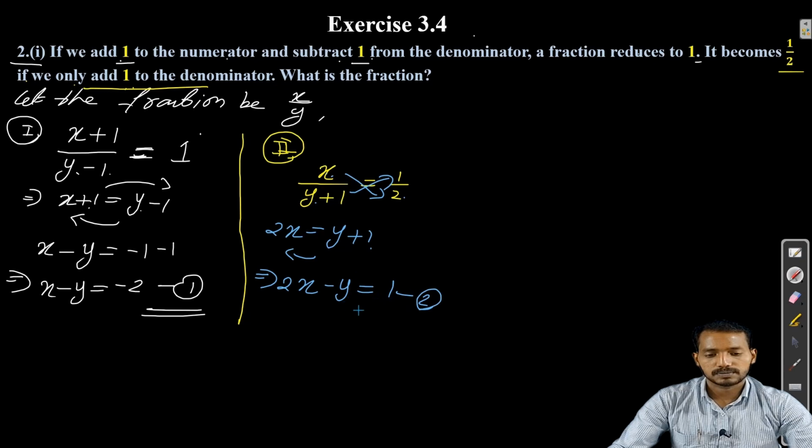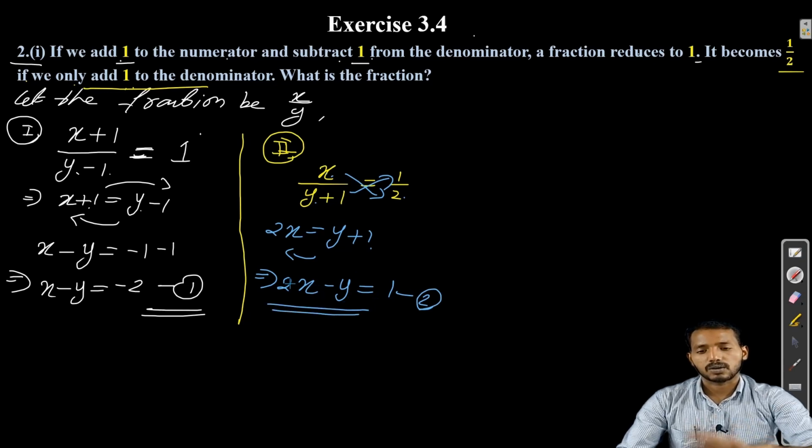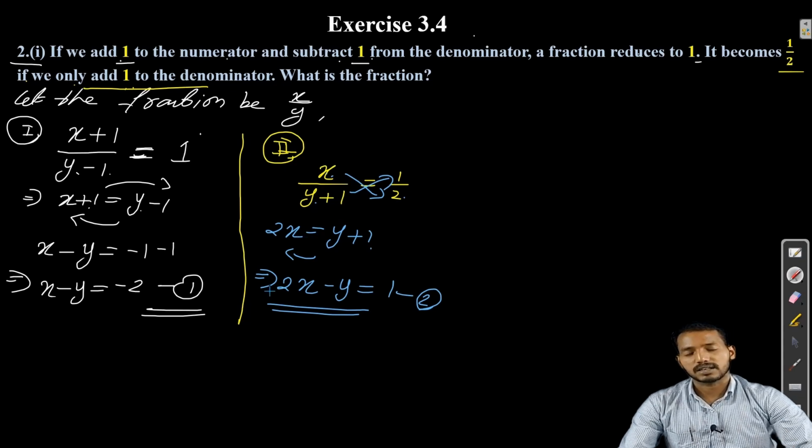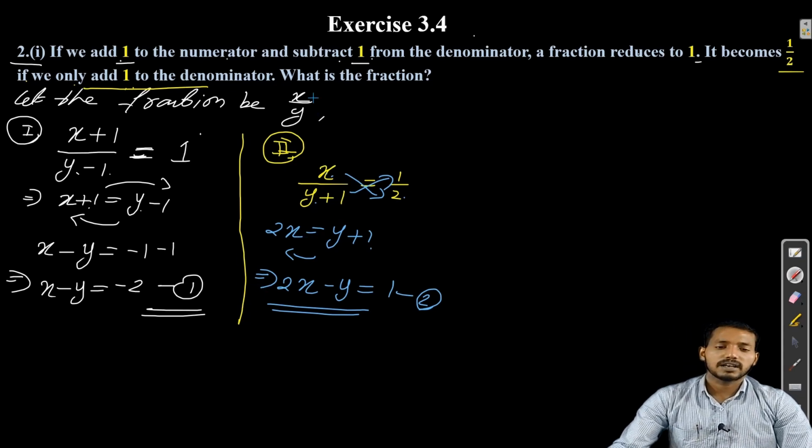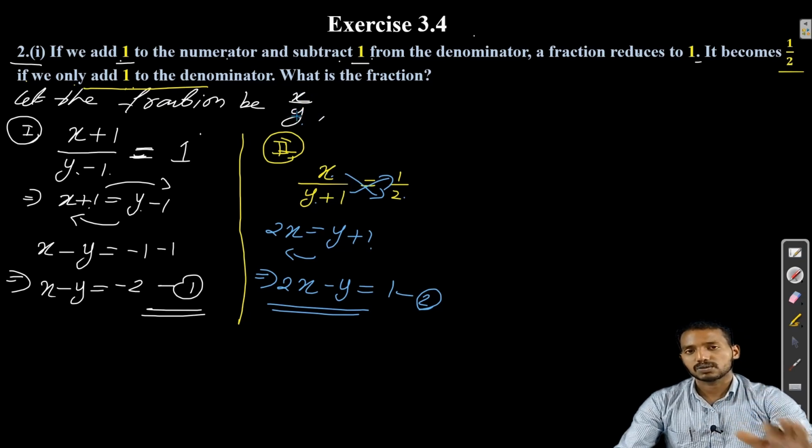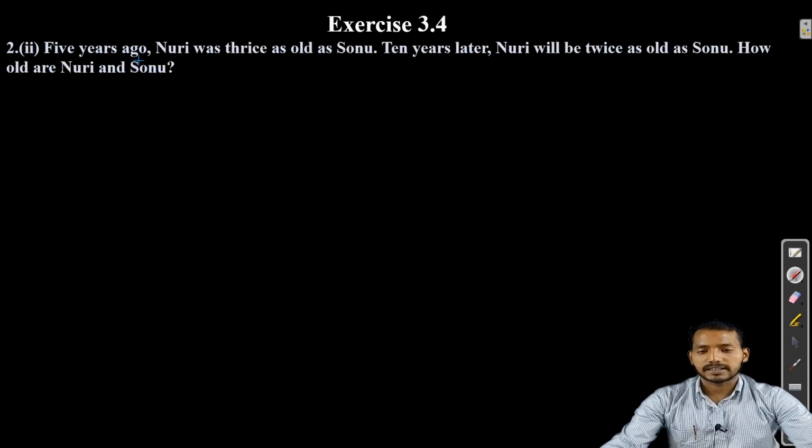Equation number 2. Okay, solve these equations by the elimination method. You will get the value of x and y. After getting x and y, write in this form, so you will get the fraction. Okay, let's move to the next option. Age related problem.